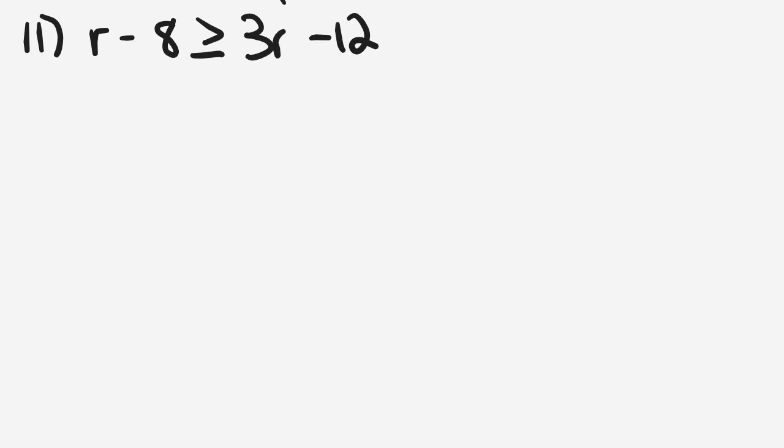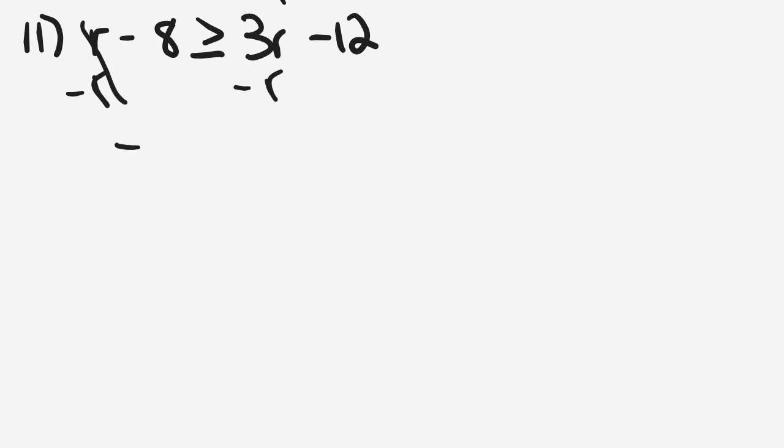All right, so number 11. We have 11r minus 8 greater than or equal to 3r minus 12. So I want all the variables on one side and all the numbers on the other. Now, it doesn't really matter which one you choose to move or which one you move first, as long as you end up with the final goal of all the letters on one side and everyone else on the other. So, personally, I like to keep things positive, so I'm going to move the r.